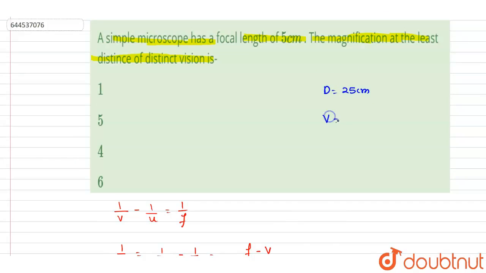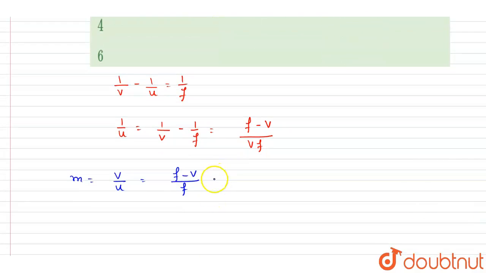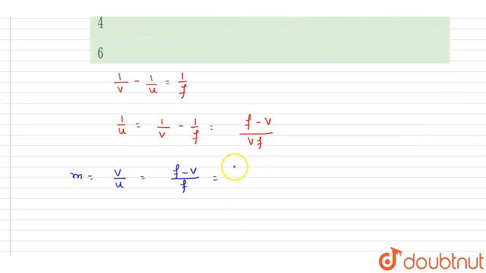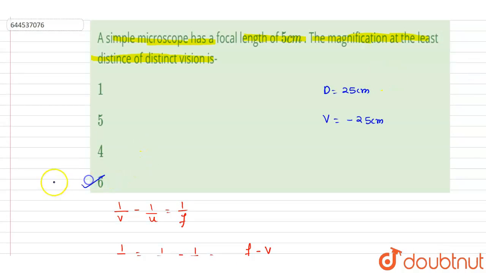So when the image will form 25 centimeter in front of the lens, right, in the opposite direction of the light travel, so we will put a negative sign here. Then the magnification we can calculate, just put the value here, and focal length is already given, it is 5. So I will write down 5 plus 25 by 5. So it is 30 by 5, that is 6. And this is the answer. Now if you see here, D is the correct option.